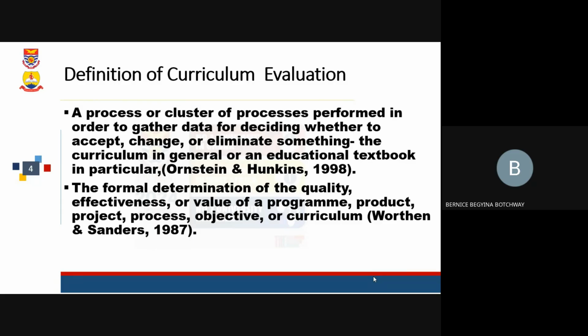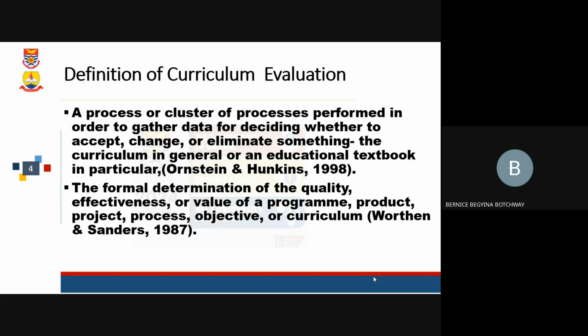and this information will be used to decide whether they are going to accept the curriculum that has been implemented. Are they going to accept it, or are they going to make changes to it, or are they going to eliminate something based on the information that they gathered? The changes will be in the curriculum in general or in an educational textbook in particular.